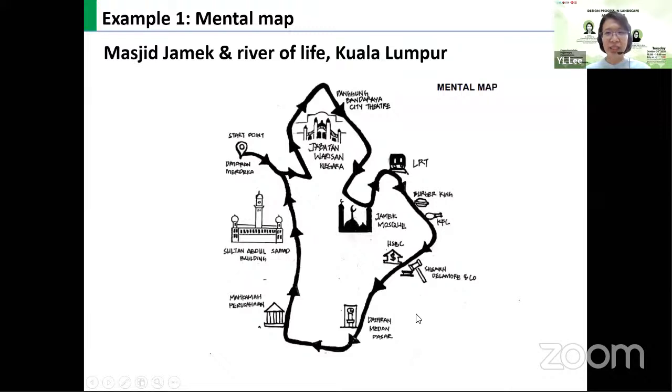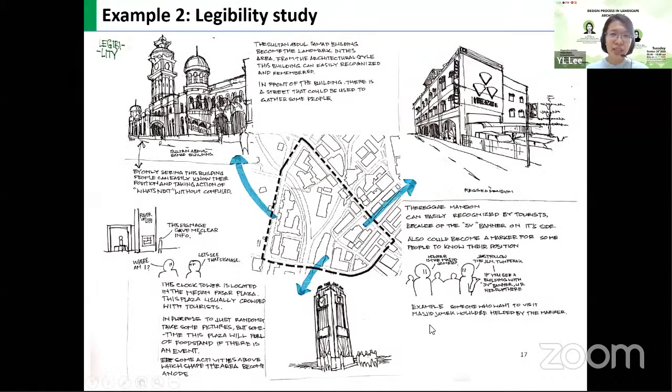So I think maybe you can try to do this. It is good because at least what students observe, you can straight away do it on the map. This student can do it straight away on the site. Yeah, a mental map, as simple as that. Okay. All right. Another example is like a sketch, on the visual part.